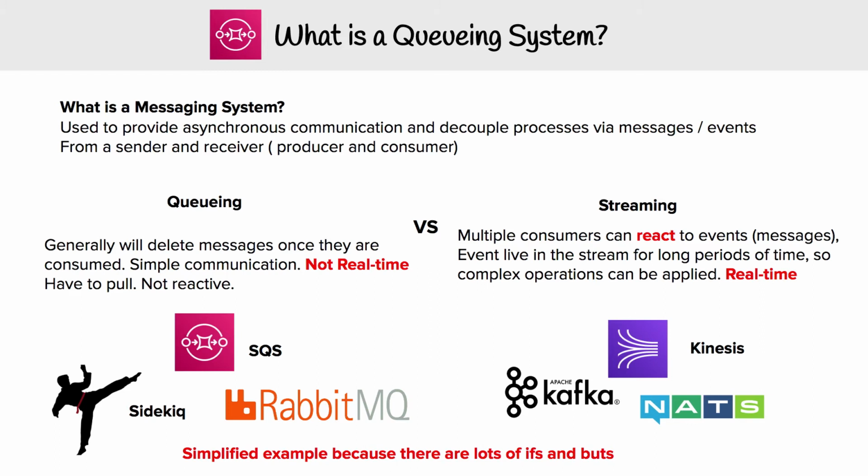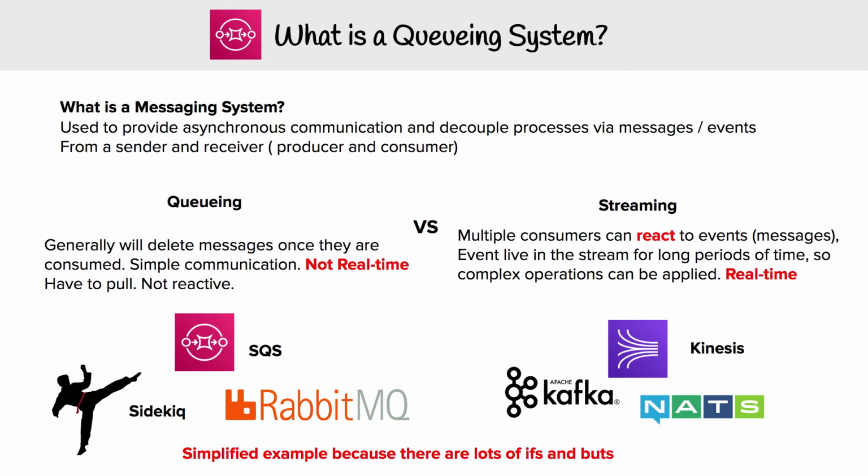So looking at a queuing system, when you have messages coming in, they're usually being deleted on the way out. As soon as they're consumed, they're deleted. It's for simple communication. It's not really for real time. And to interact with the queue and the messages there, both the sender and receiver have to poll to see what to do. So it's not reactive, okay? We've got some examples of queuing systems below: Sidekiq, SQS, RabbitMQ, which is debatable because it could be considered a streaming service.